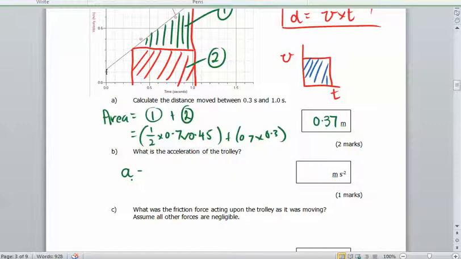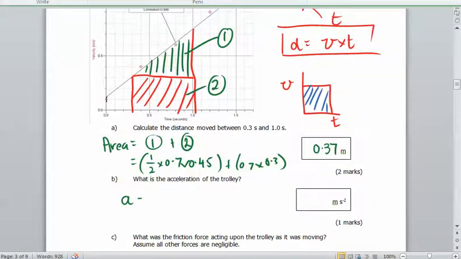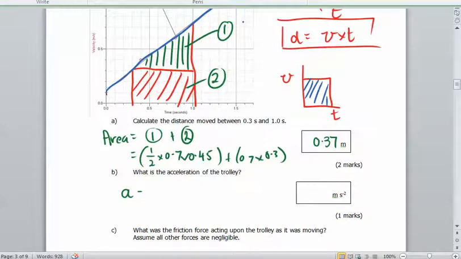What is it? What is it of that slope? We've got a slope. Yeah, but the gradient of that slope is the acceleration. You could take any 2 points on that slope, and considering it's a straight line, any 2 points on that line is going to give you the gradient. So however you decided to do that is fine.